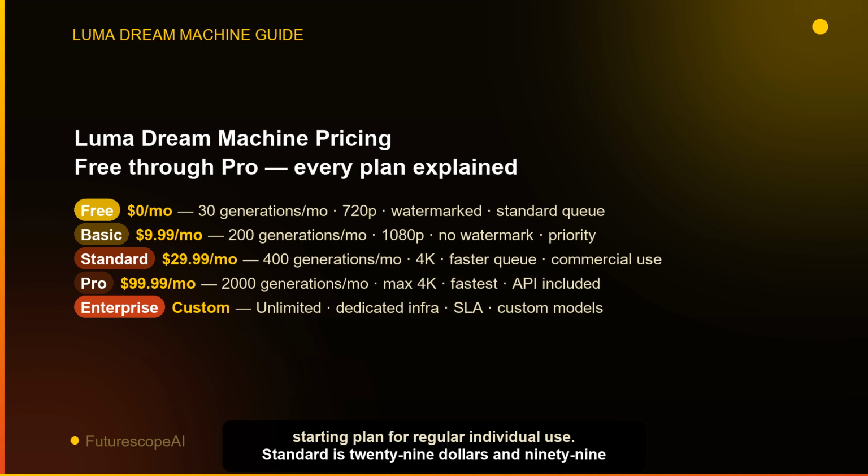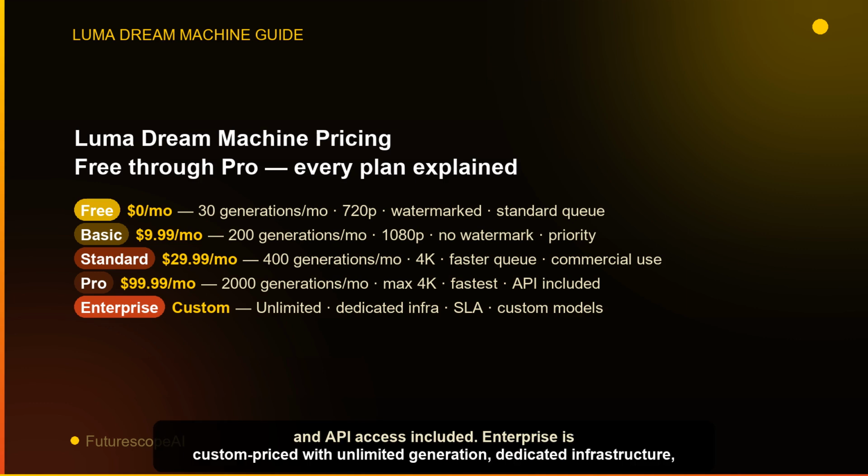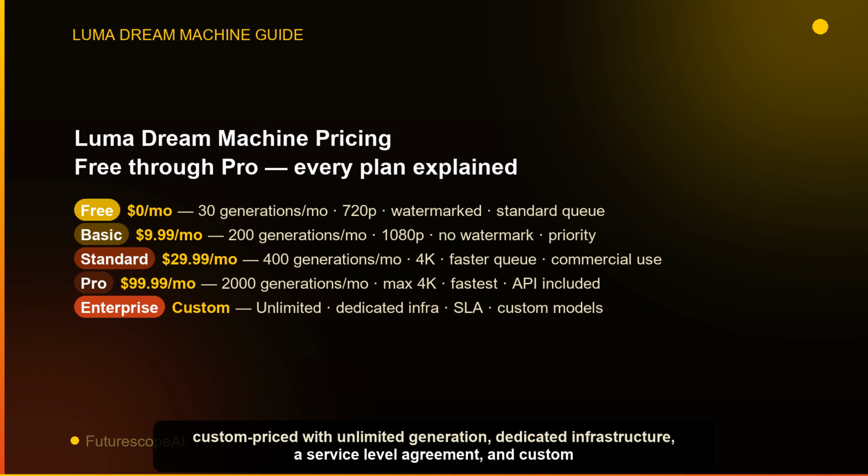Standard is $29.99 a month, 400 generations, 4K output, a faster queue, and commercial use rights. If you are generating content for clients or commercial projects, Standard is where you need to be. Pro is $99.99 a month, 2000 generations, maximum 4K quality, the fastest queue, and API access included. Enterprise is custom priced with unlimited generation, dedicated infrastructure, a service level agreement, and custom model options.